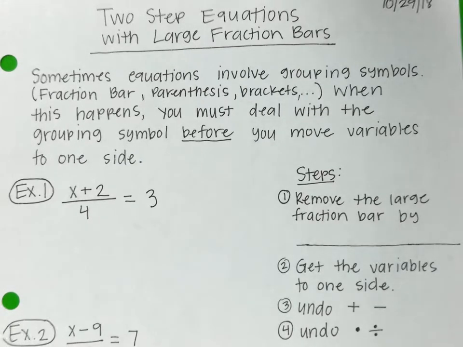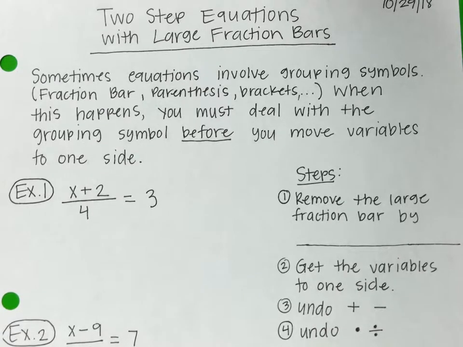Alright, today we are learning how to solve two-step equations with large fraction bars, or grouping symbols. If you remember, we've got a couple of different grouping symbols: a fraction bar, parentheses, and brackets. Whenever you have these grouping symbols, you must deal with those before you try to move variables to one side and constants to the opposite side.